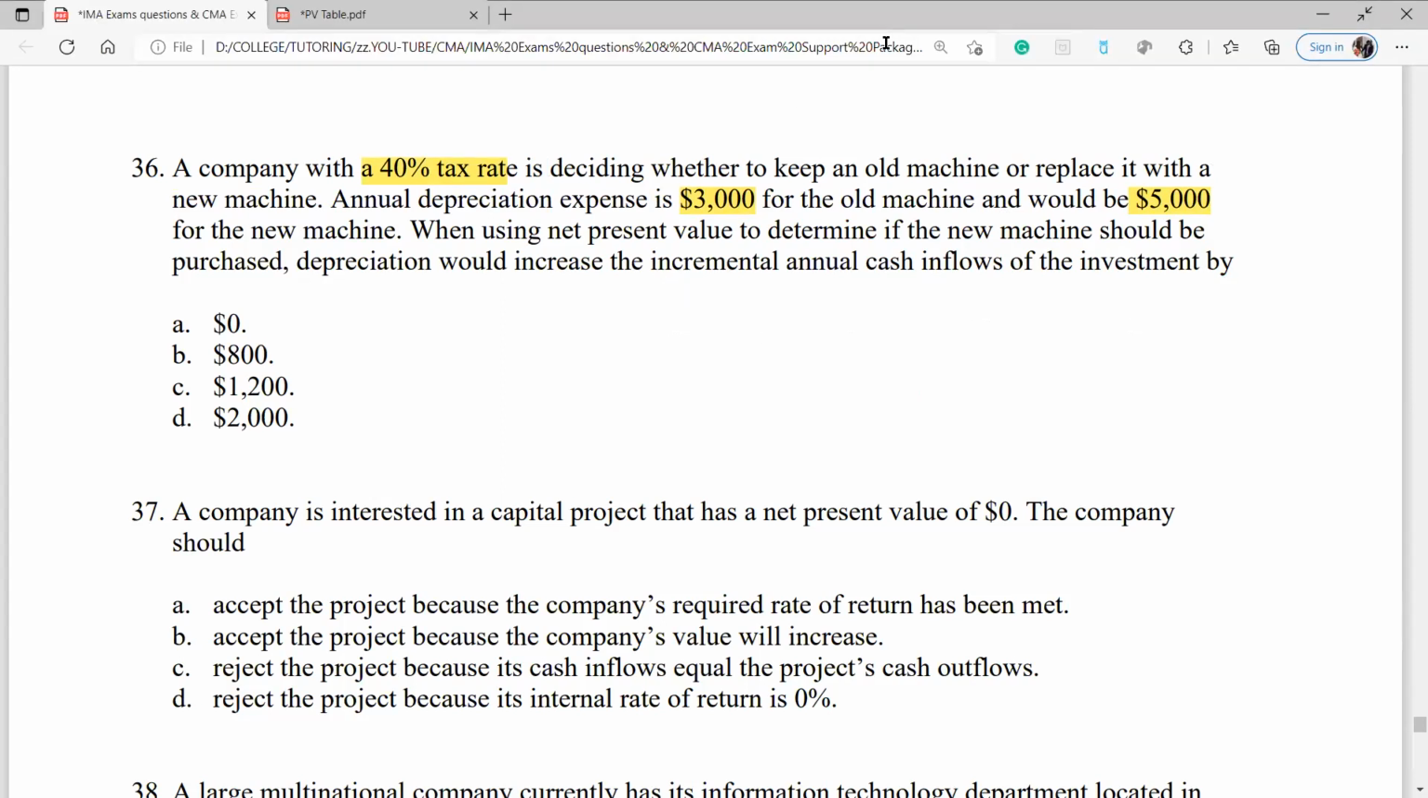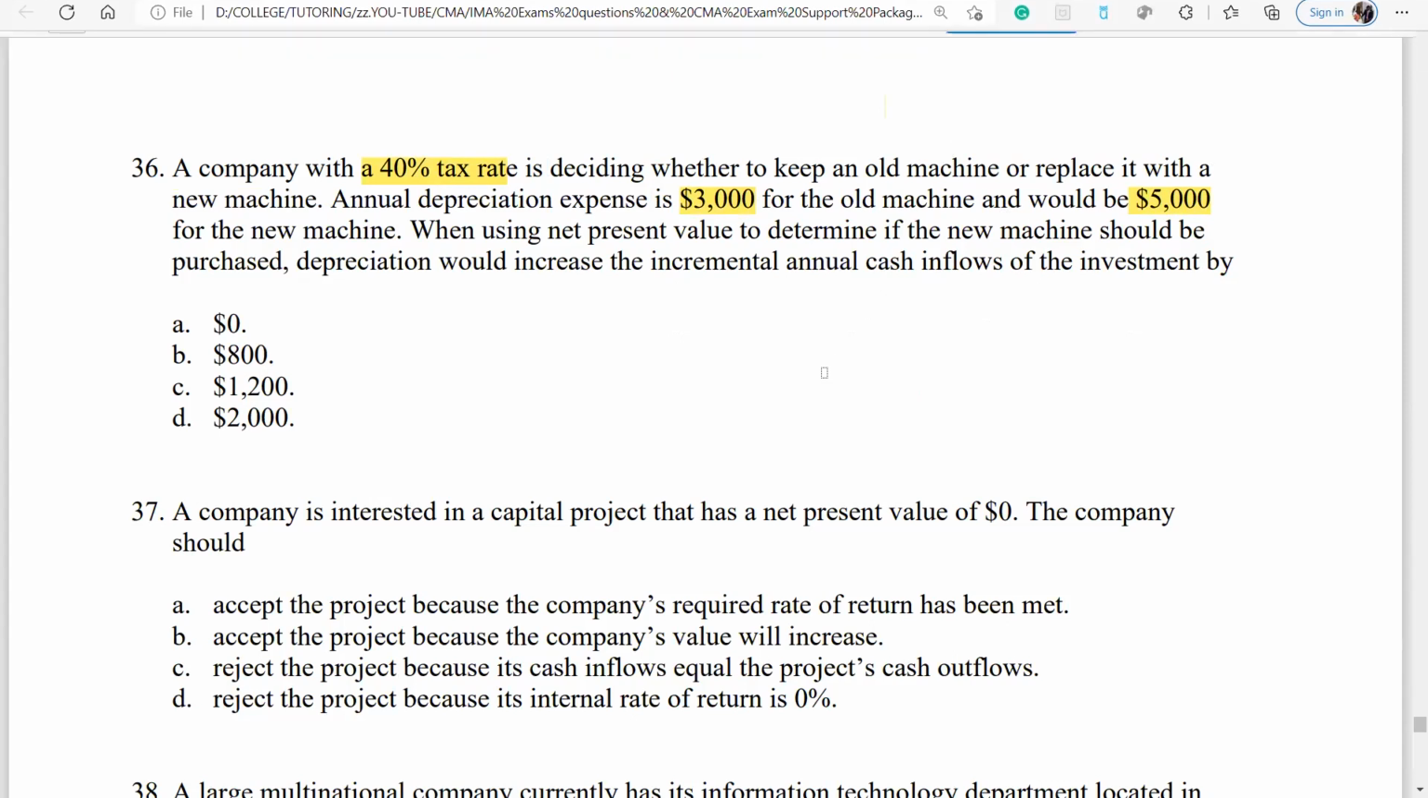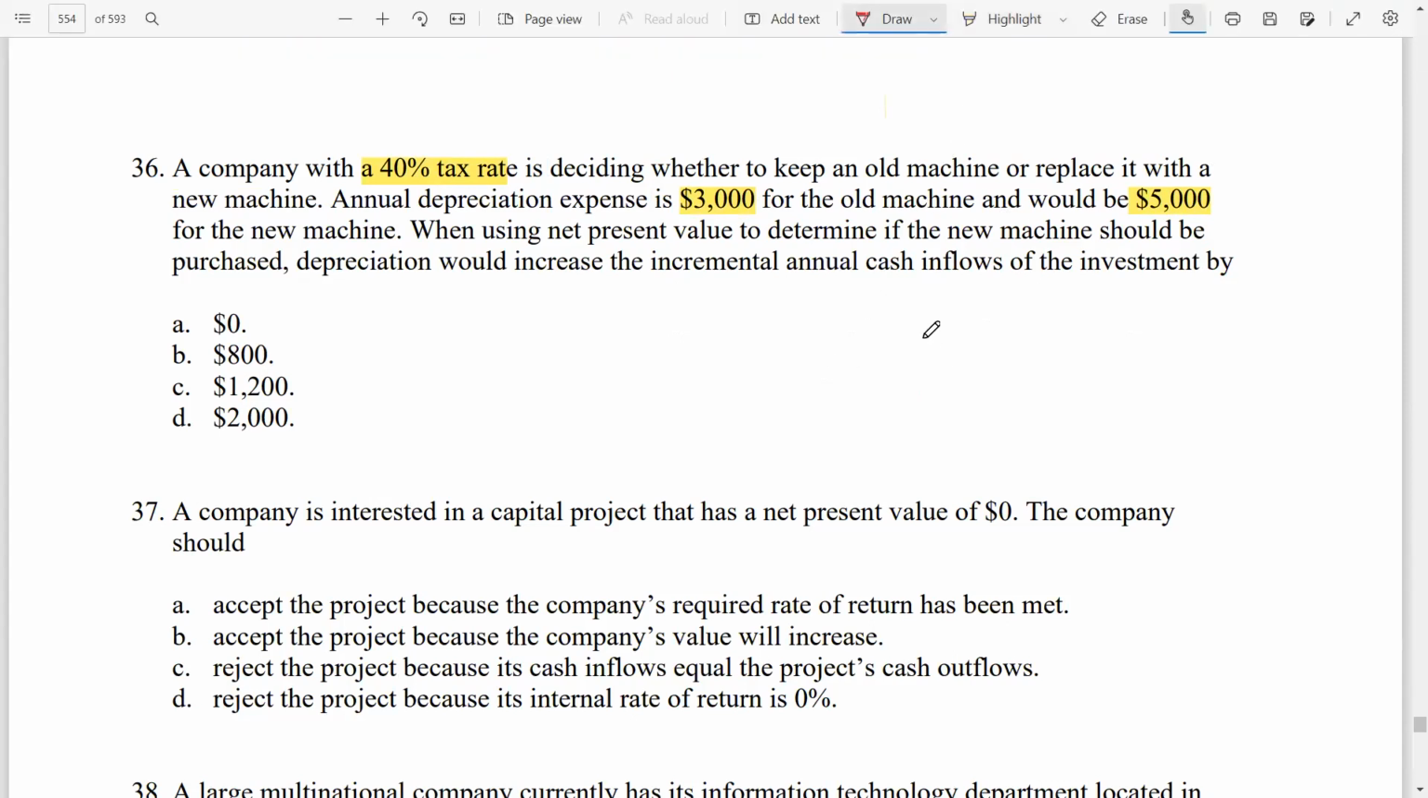All right. Good. So now let's talk about depreciation shield. Savings in depreciation is what we call depreciation shield. So how much will cash inflow increase? The formula for depreciation shield is depreciation expense multiplied by tax rate.